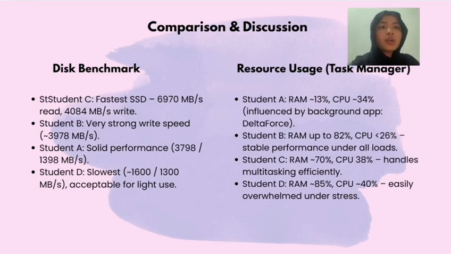For resource usage on Task Manager, we also monitor RAM and CPU use under different load levels. Student C and B handle load well. They stay under control even with multiple applications open. And student D's laptop reaches 85% RAM and 40% CPU usage, meaning it's easily overloaded. Student A had incomplete data but shows 4% CPU use under high load, affected by background activity.